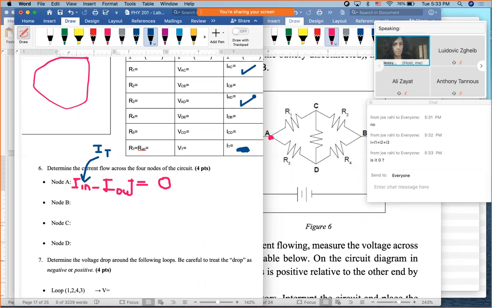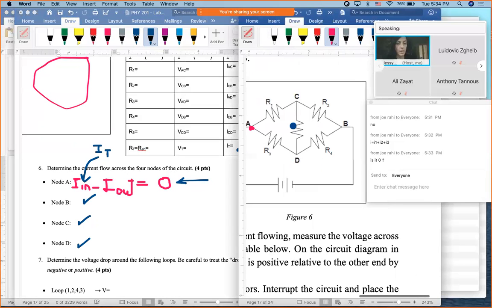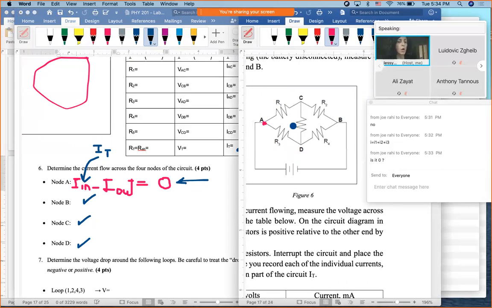You see them? So I'm going to do I total minus this, and check, is it 0? Obviously, you're not going to get 0. You're going to get a very small value, close to 0, because of the experimental errors. Now you have to do the same for node B, same for node C, and same for node D. It's very easy to look at your circuit, which is here, and to come up with who are the currents going into the node, who are the currents going out of the node, all right?